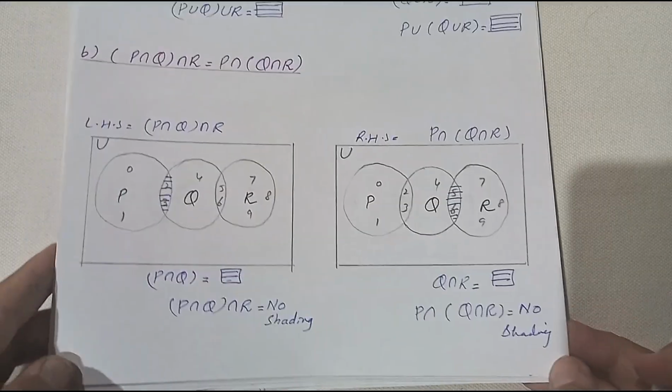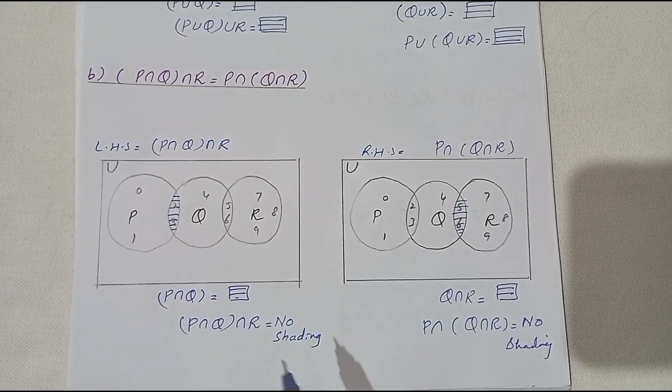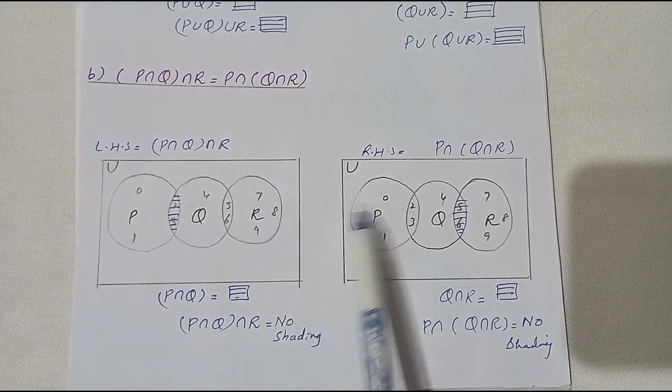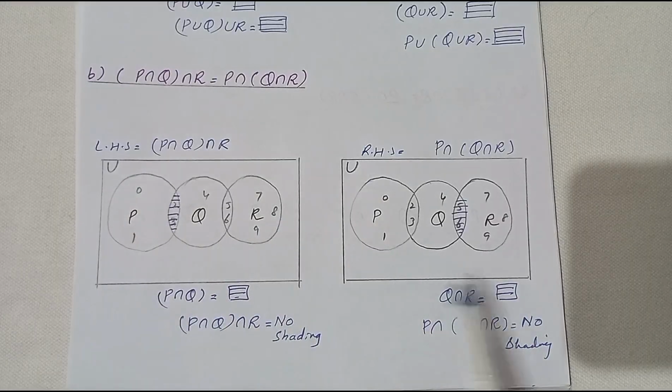So from both Venn diagrams you can see that the associative law of intersection is satisfied. The left and right hand side are equal. There is no shading on both Venn diagrams. The final shading of the left and right hand side is no shading.